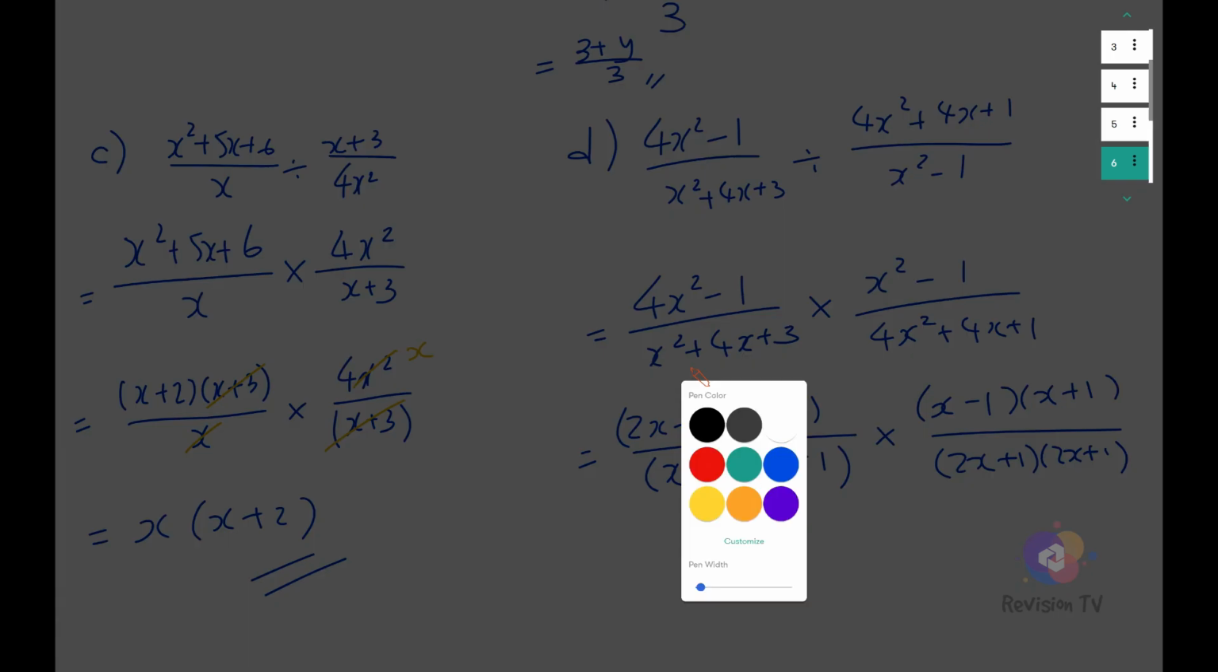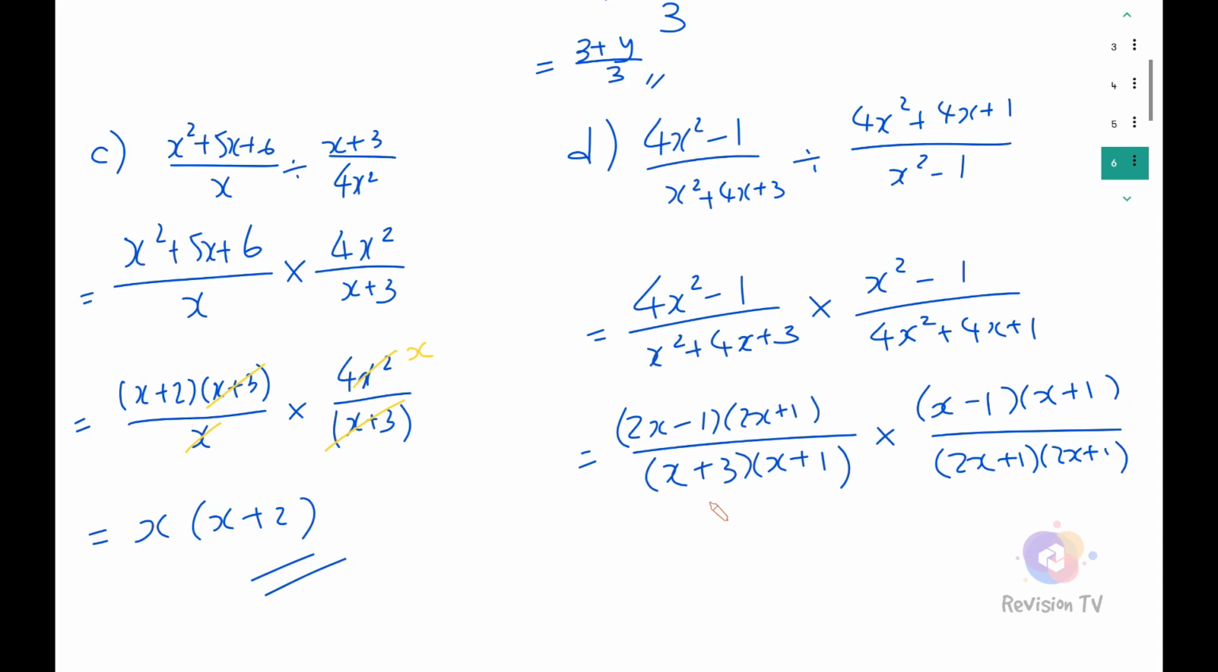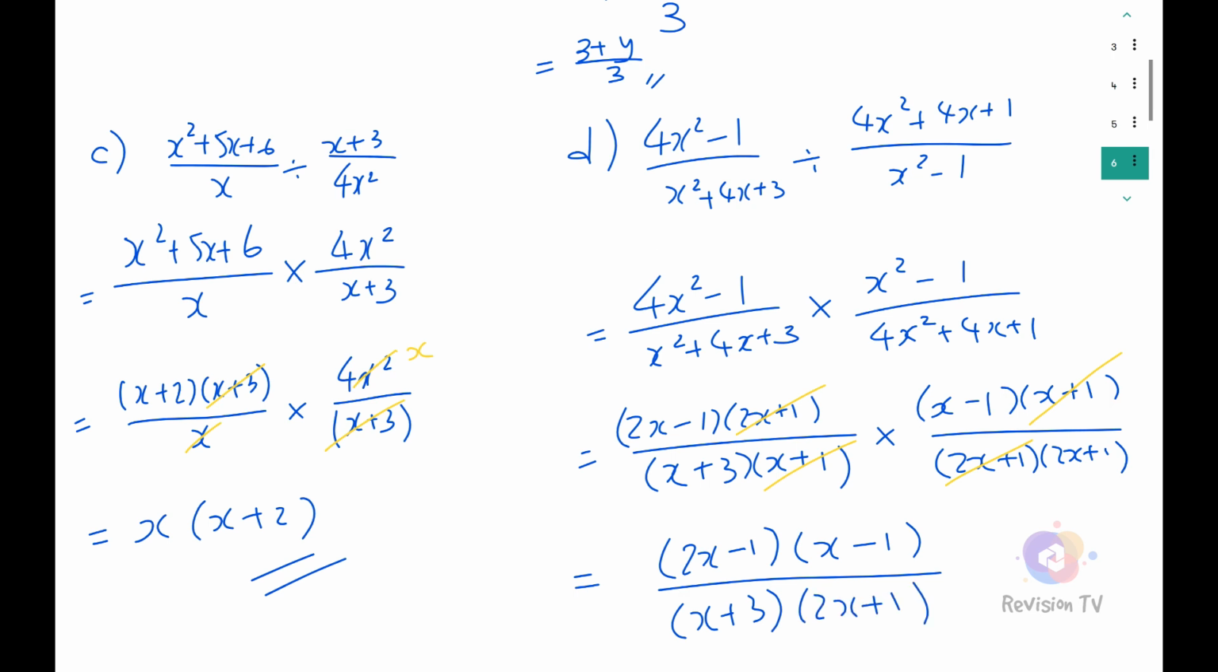Let's dive in. So what can we simplify in here? I'm getting my napkin ready. 2x minus 1, and 2x plus 1, 2x plus 1. X plus 1, x plus 1. Is that all? Yes, it is. I'm actually kind of disappointed. I thought there would be more. So, final answer, in the top, 2x minus 1, x minus 1. Denominator, x plus 3, 2x plus 1. You can just leave it like this. You don't have to expand it out, okay?